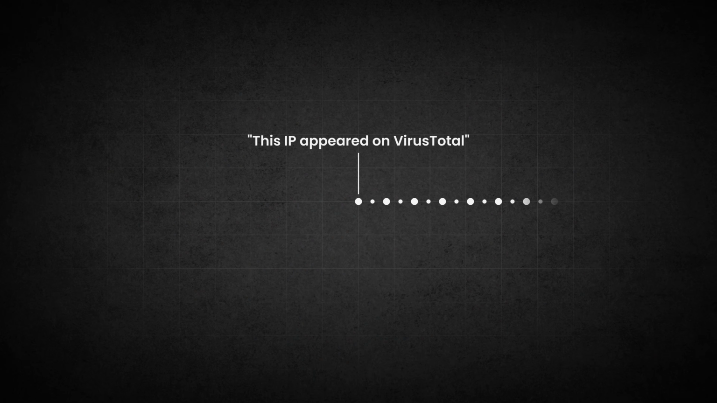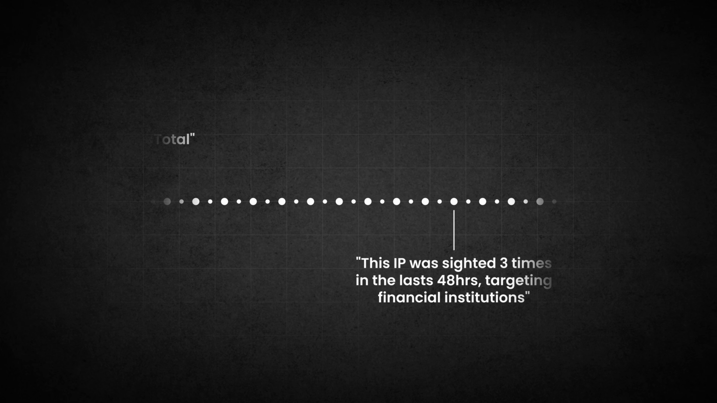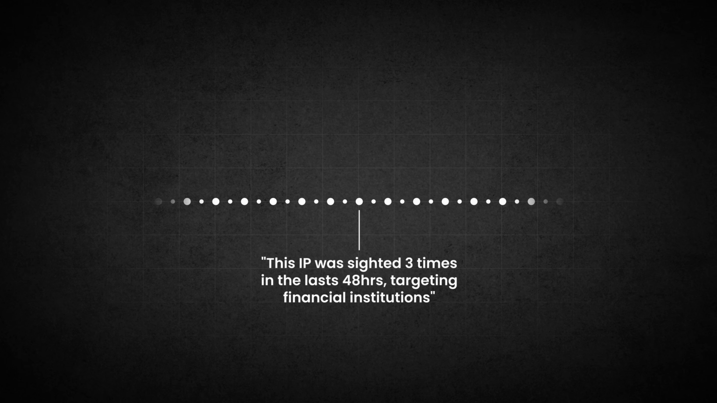AI's context window. It is the difference between saying this IP appeared in a VirusTotal scan and this IP was seen 3 times in the last 48 hours within the financial sector. That context is what separates intelligence from raw data that you need to do more with.